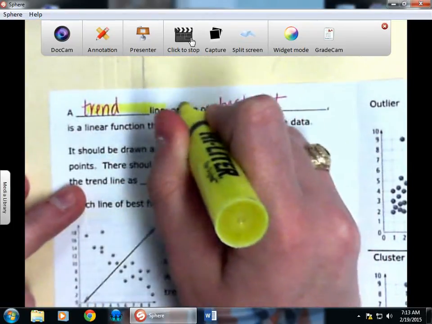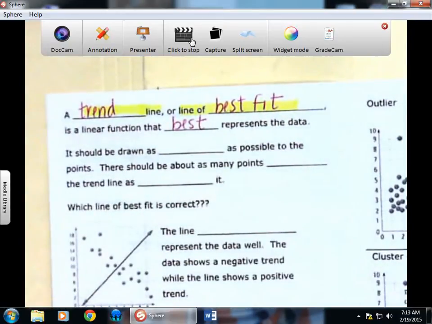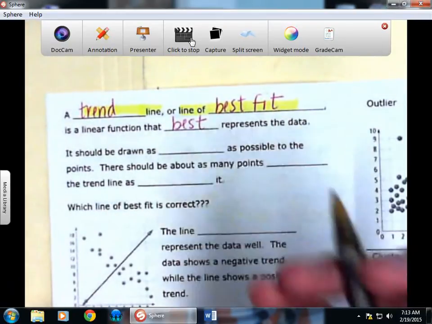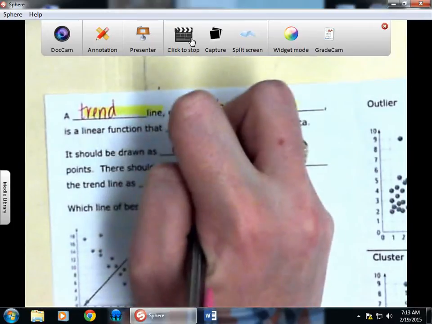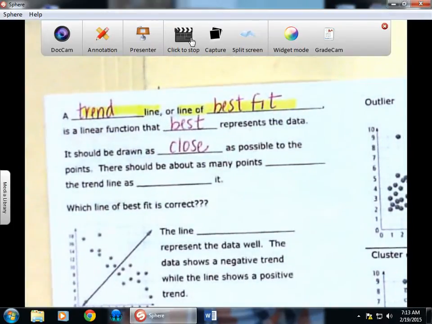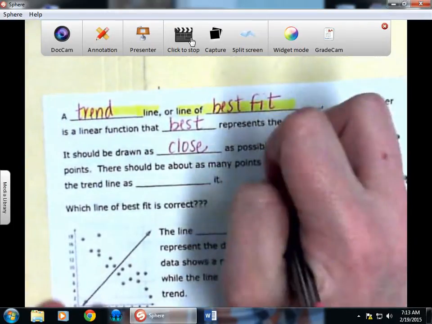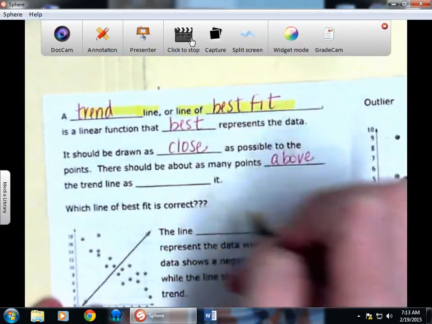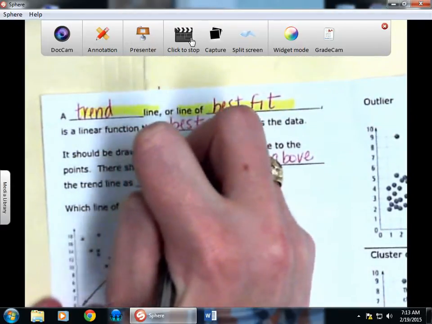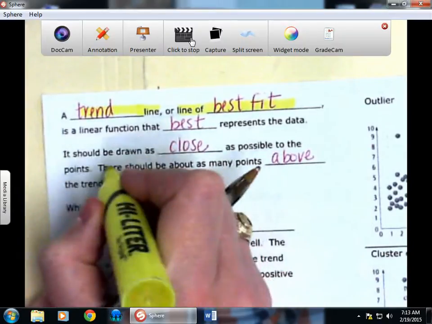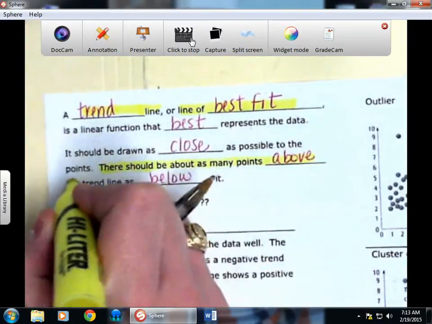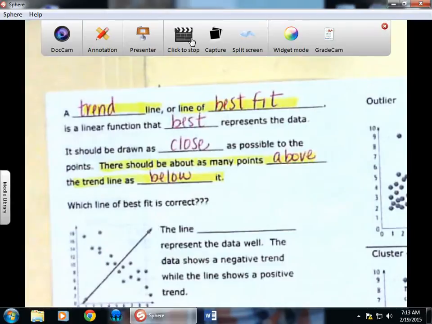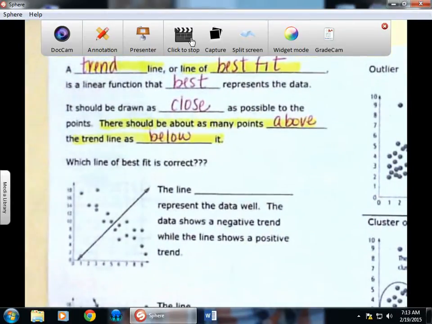So then underneath here we have a scatter plot 3 different times, and it says which line of best fit is correct. So we have all 3 of these graphs. It's the same data, but with 3 different lines drawn through it. So we're going to look through the first one. Here's your data. Your graph is kind of in a linear way going down, but your line here is going up. So this one does not represent the data well. The data is showing negative, but the line is showing positive. So that one's not going to be a very good fit.